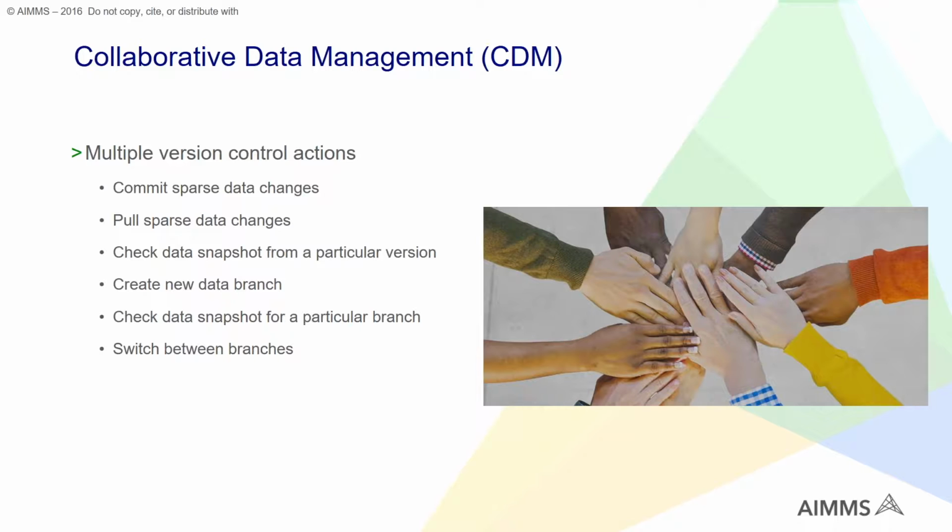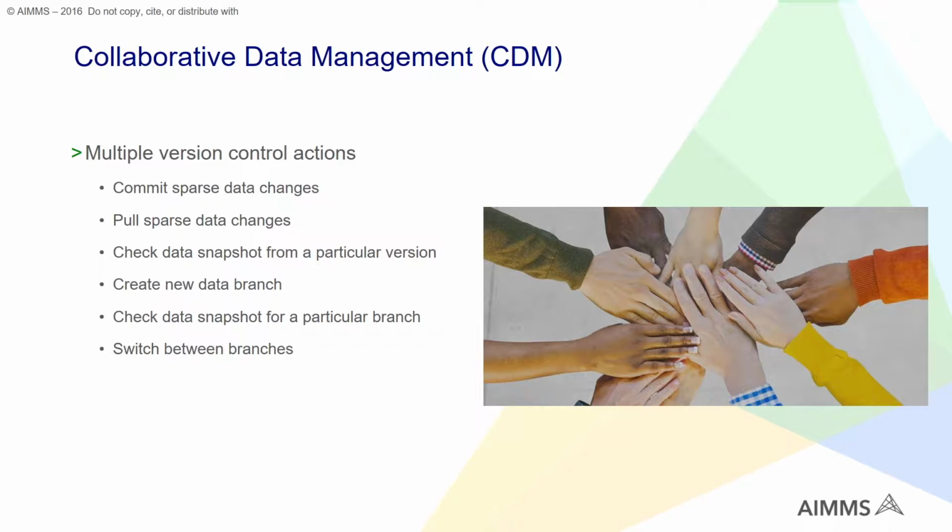The controls we want to include as well are that we want to be able to commit and pull sparse data. So we don't always want to be sending a complete snapshot of our data set, but by saving both bandwidth and unnecessary processing power, we just want to commit only the bare changes we make. We also want to have the ability to check the data snapshots from particular versions. So as I said, we can go back in time and take a look at the situation at some version in the data.